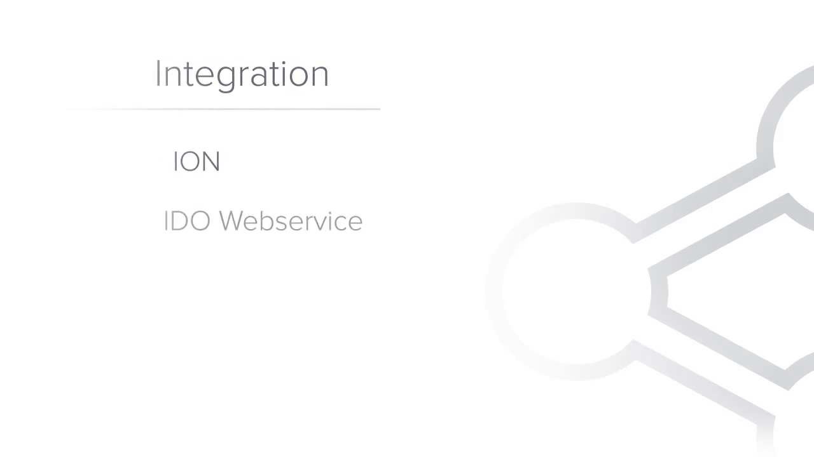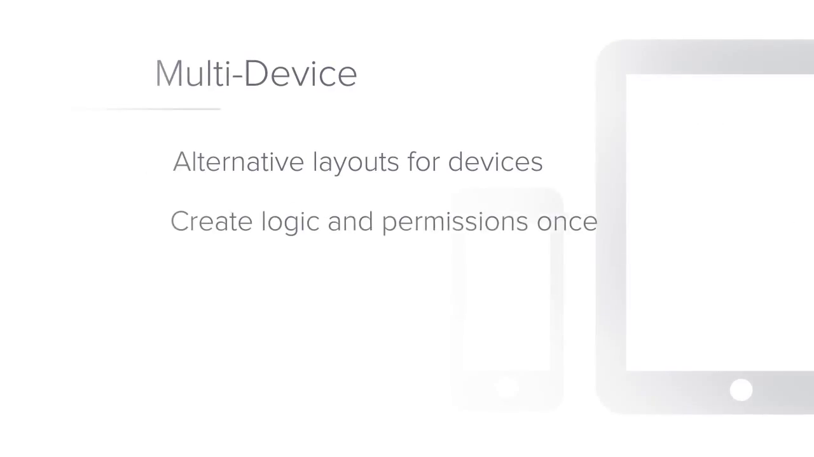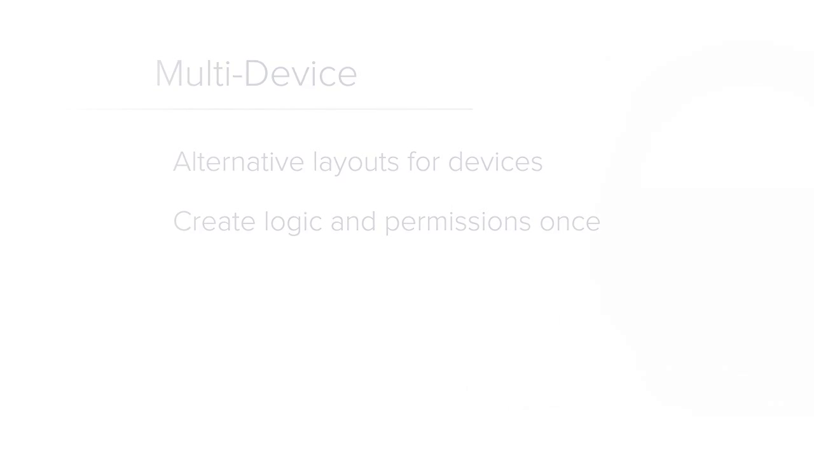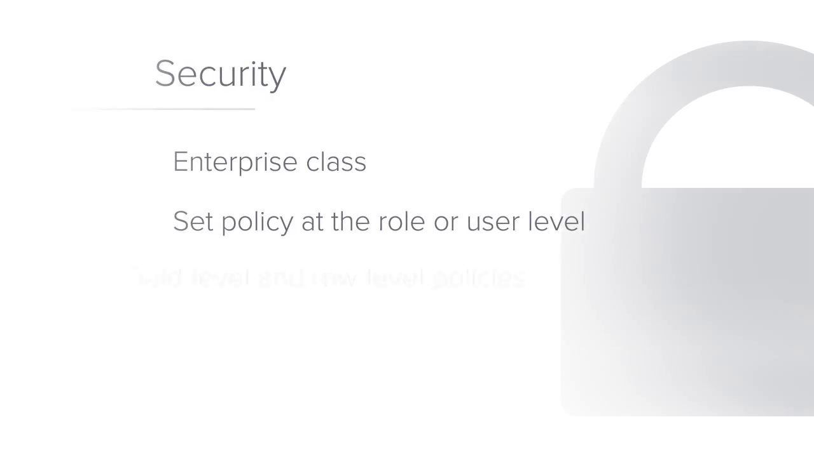Integration with ION and IDO web service interface and replication. Mongoose apps have interfaces to Microsoft reporting services. Alternative layouts for mobile devices, allowing you to create your core logic one time and have the form adapt for different devices. Mongoose has enterprise class security, where you can set policy at the role or user level for forms, IDOs, field level, and row level policies.